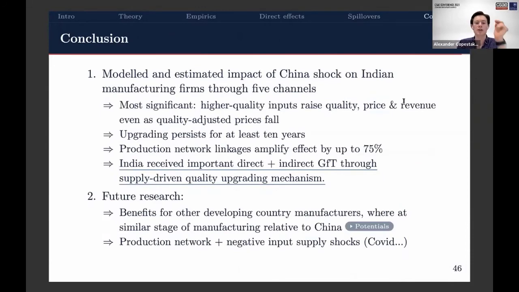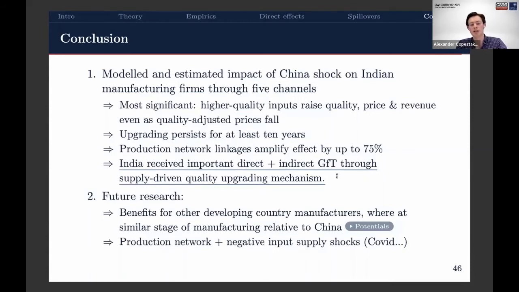So to conclude, what I've done is model and estimate the impact of the China shock on Indian manufacturing firms through five channels, and I found that the most significant story seems to be higher quality inputs raising quality, prices and revenue. If we step back to the development story, this looks like a useful thing for the general concept of upgrading as a route to higher incomes, but at the same time, quality-adjusted prices have fallen, so it looks good for consumers. That's persisting for 10 years, and it's amplified by the production network.